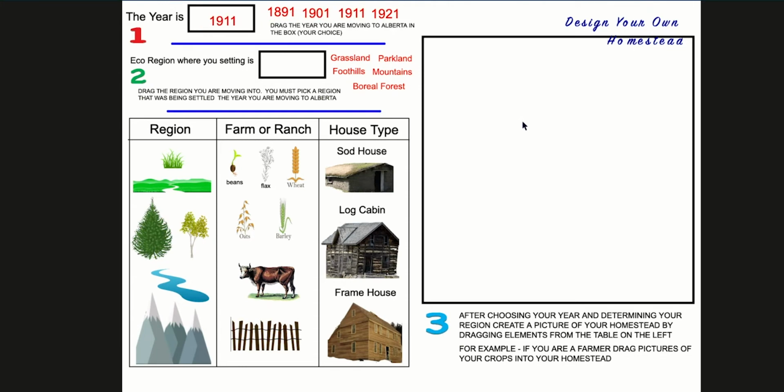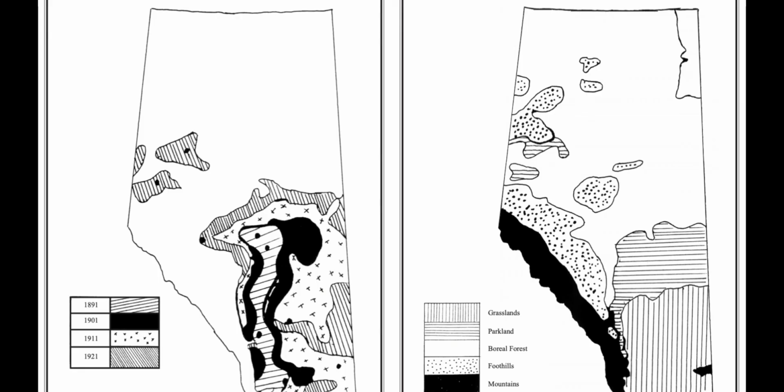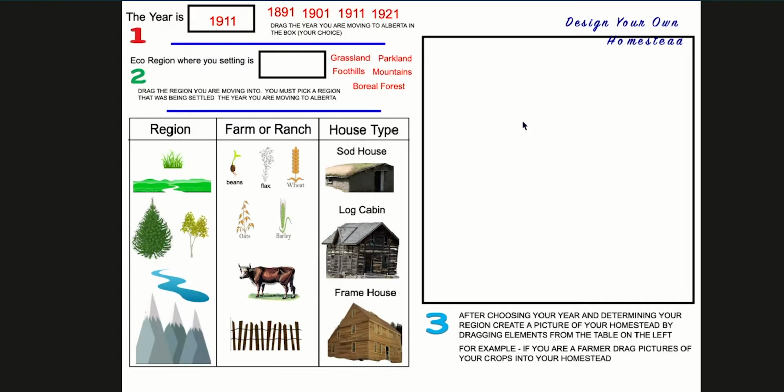Then you need to refer back to the map of the regions. And you need to see in that year what regions were settlers building homesteads. So I know that the grasslands was an area where people were settling in 1911. So I'm going to choose grasslands.